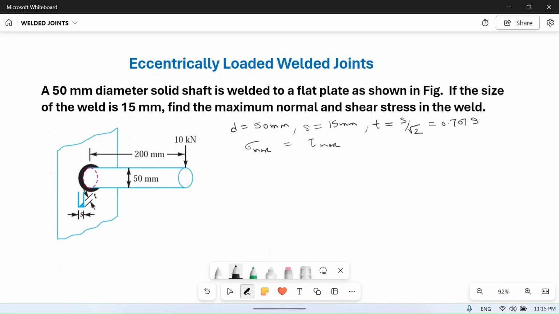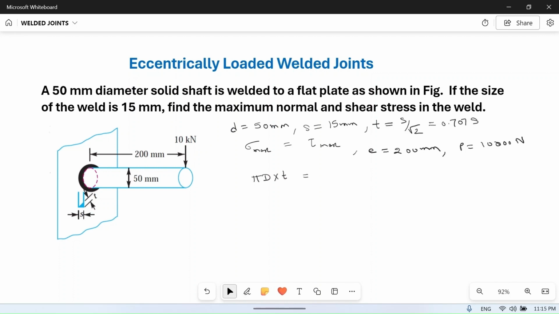Here you can also see that the eccentricity e is given as 200 mm and the load P is given as 10 kilonewton. So what will be the area of this joint? This is circular, so the area will be pi d into t, where t is the thickness. So pi d t is the area of this weld.